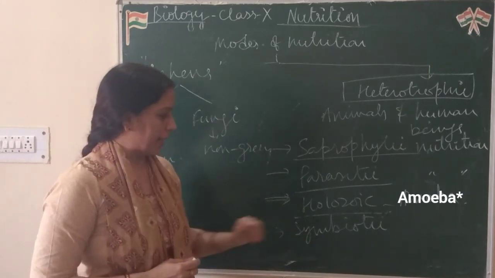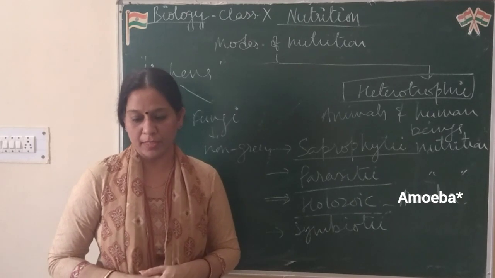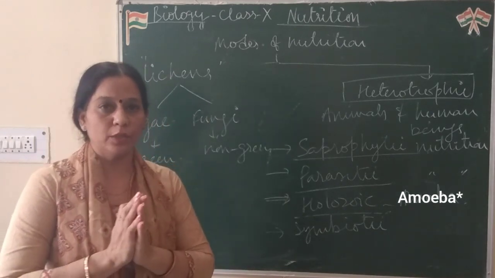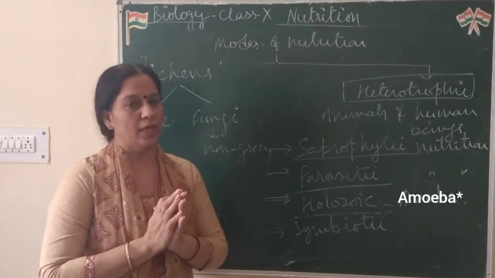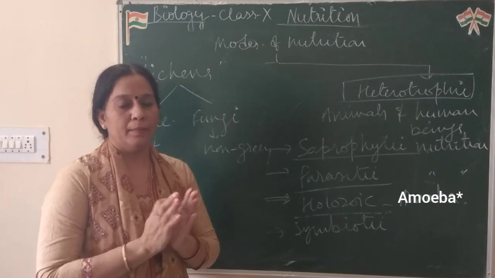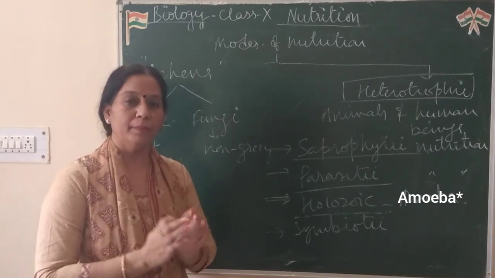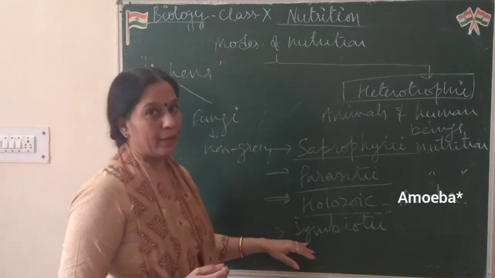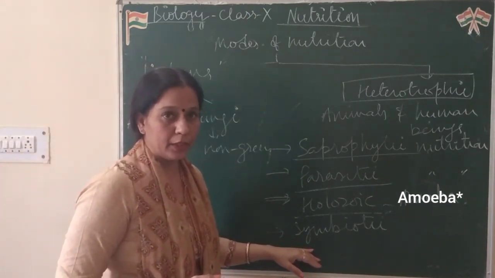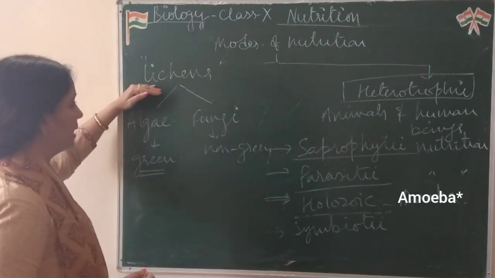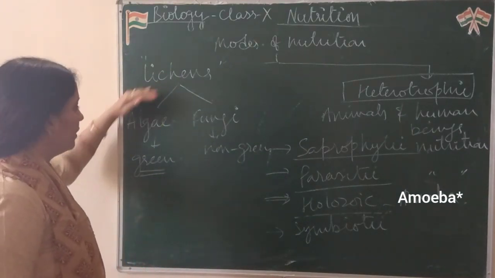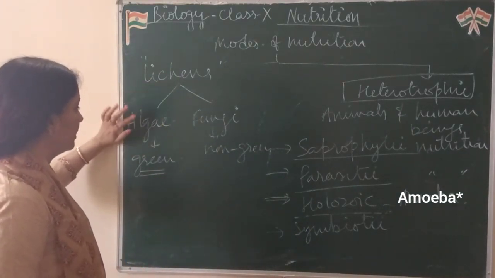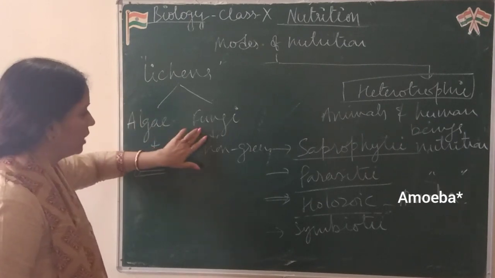Then we have symbiotic nutrition. Symbiotic nutrition means when two organisms are living together in close association and they are giving benefit to each other, or they are mutually beneficial for each other. Such relationship is called symbiosis. And symbiotic nutrition example is lichens. Lichens are those organisms which have two structural components in them, algae and fungi.